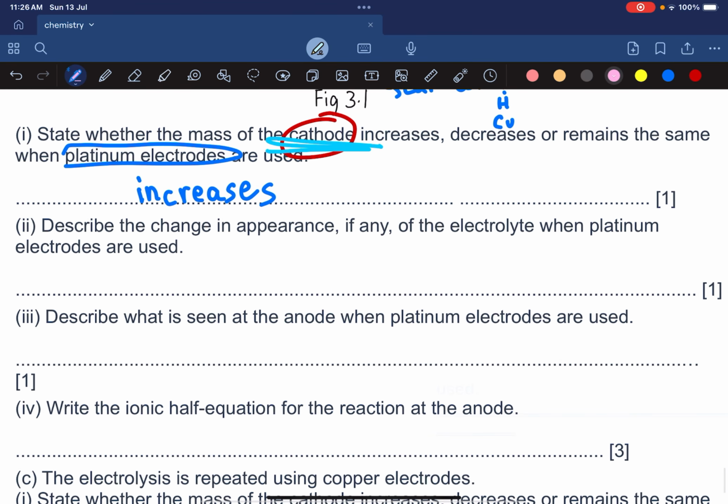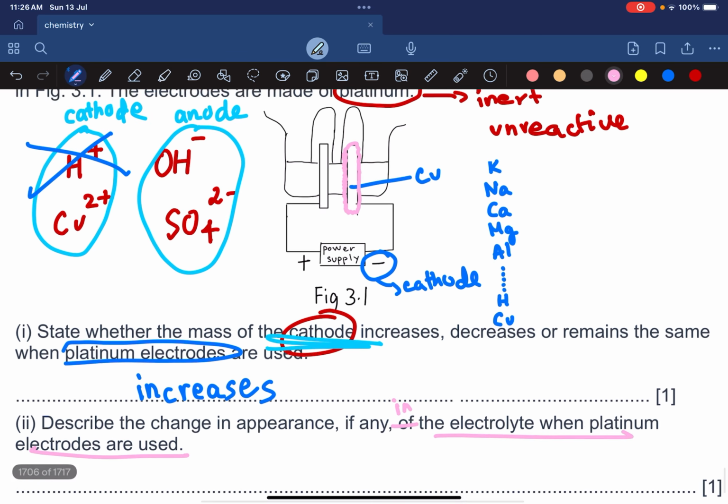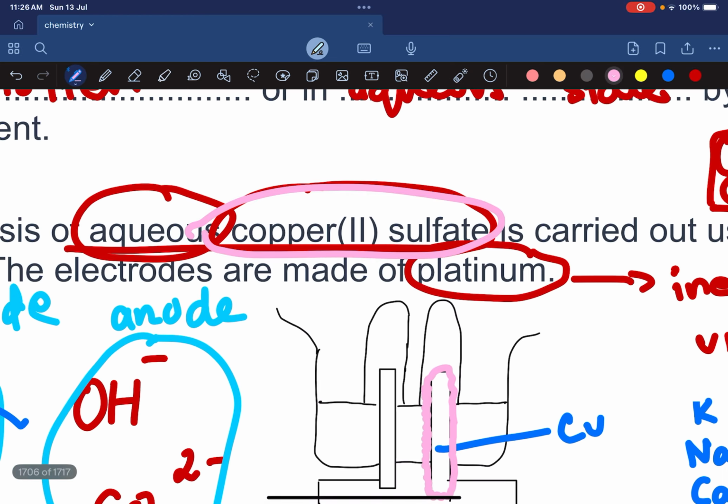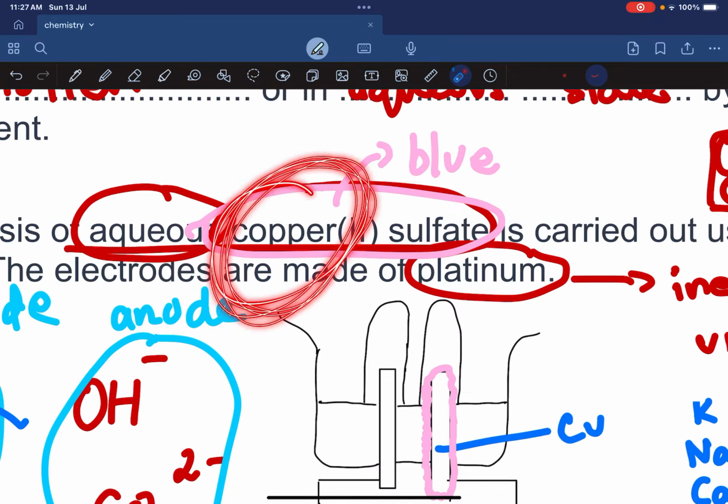Okay, describe the change in appearance, if any, of the electrolyte when platinum electrodes are used. Now I want to tell you something. I hope you guys know that copper sulfate is initially in which color? Copper sulfate is a blue color solution. You should know this, that copper sulfate is a blue color solution, and the blue color of this solution is because of these copper ions. Copper 2+ ions are blue in color.